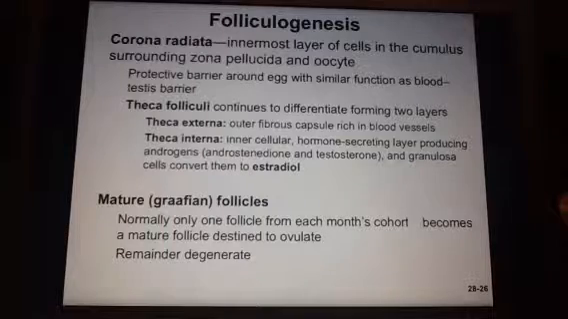But the mature follicles, normally one follicle from each month's cohort becomes mature, destined to ovulate, and the remainder degenerate. So only one follicle is going to ovulate each month, and then the rest are going to degenerate.